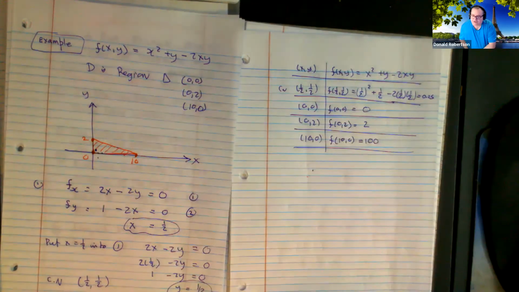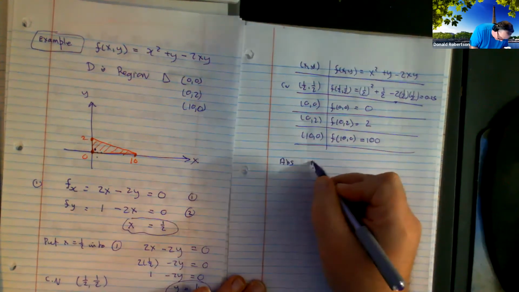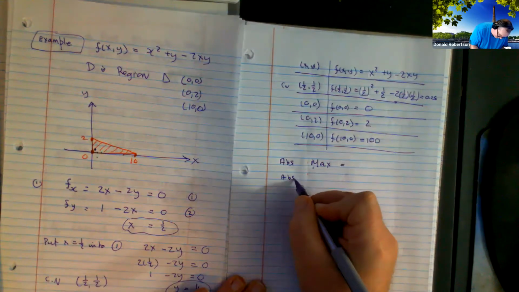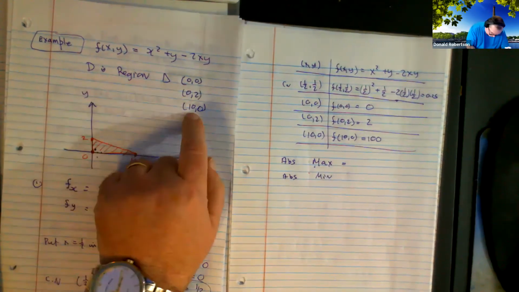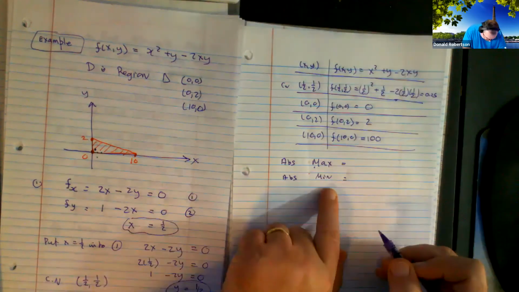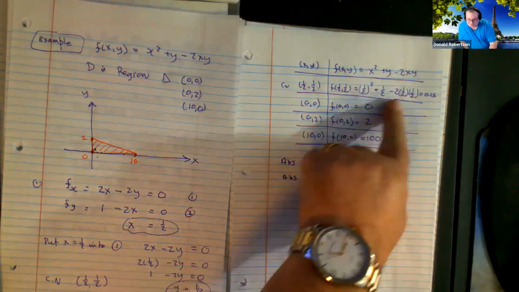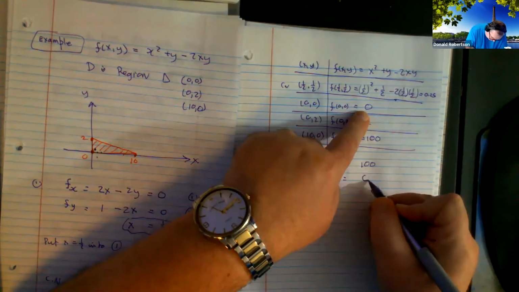Now you're pretty much finished. The question was, what is the absolute maximum value of this function, and what is the absolute minimum value of this function, subject to this constraint? Well, the absolute maximum is 100. Would you agree that's the biggest answer out of the 4? And the absolute minimum is, in this case, 0.